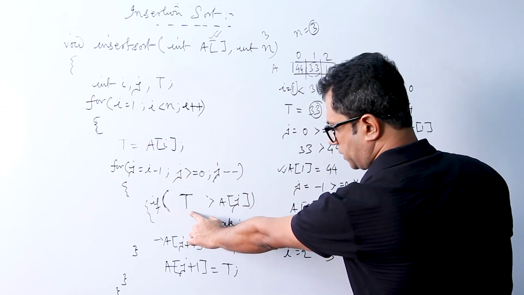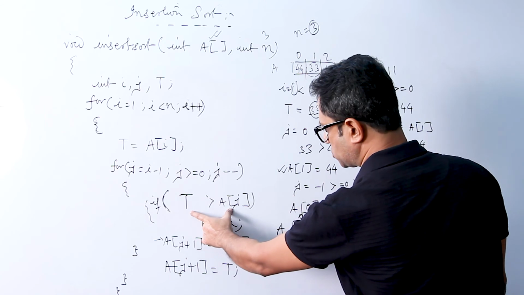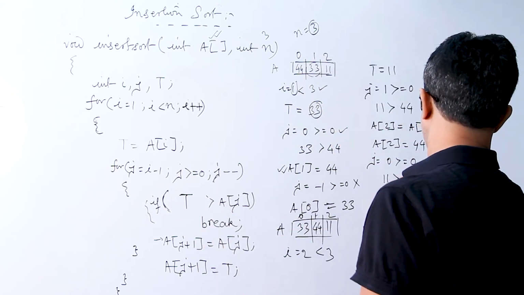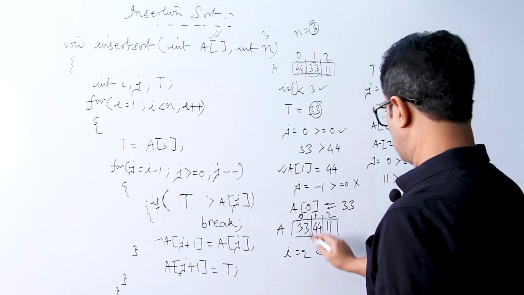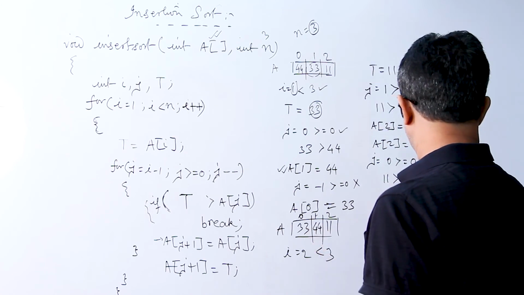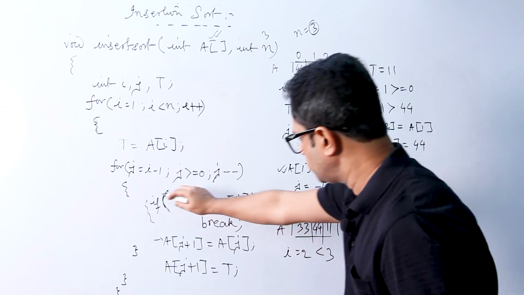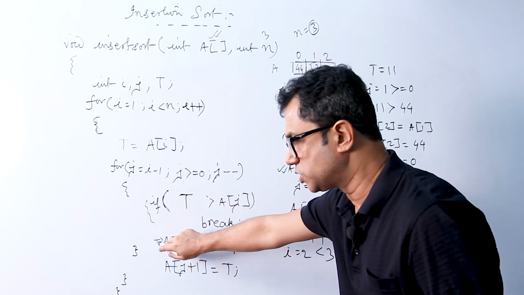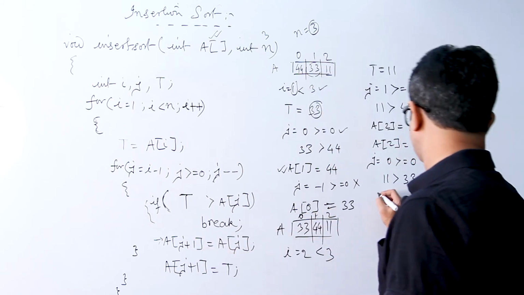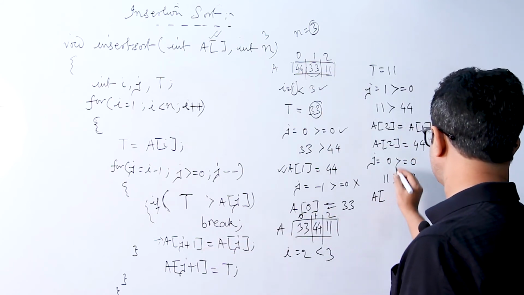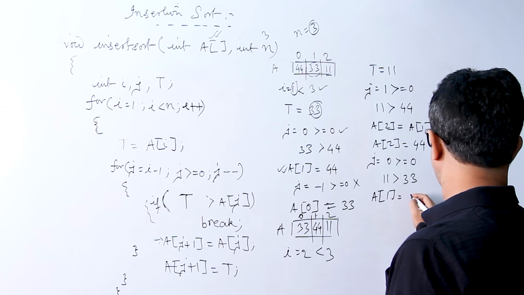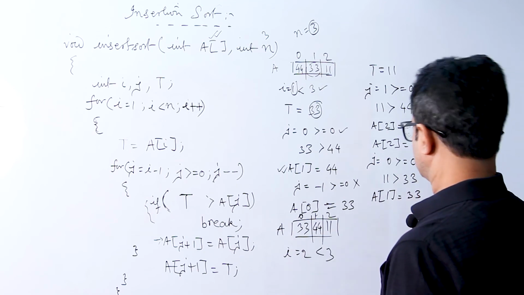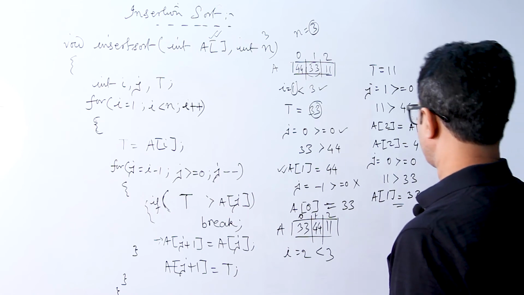Now again we check this condition, if t greater than A[j]. What is t? t is 11 and A[j] means A[0]. What is A[0]? 33. 11 is not greater than 33. Again we will skip this if block, we will not encounter this break statement, we will go to this expression statement, A[j+1] is equal to A[j]. Now A[j+1] means A[1], and A[j] means A[0], which is 33. So A[1] is now 33.